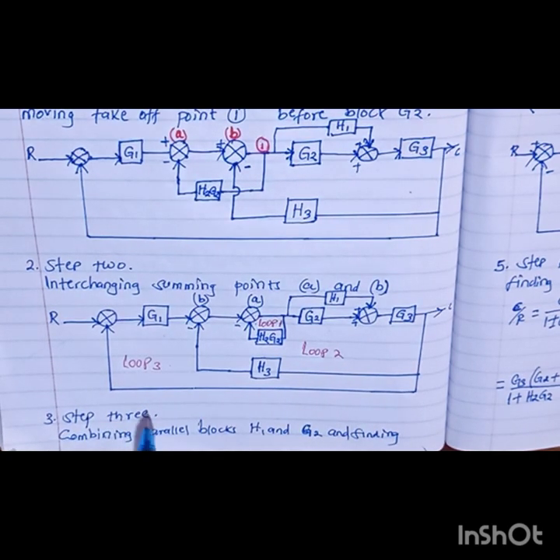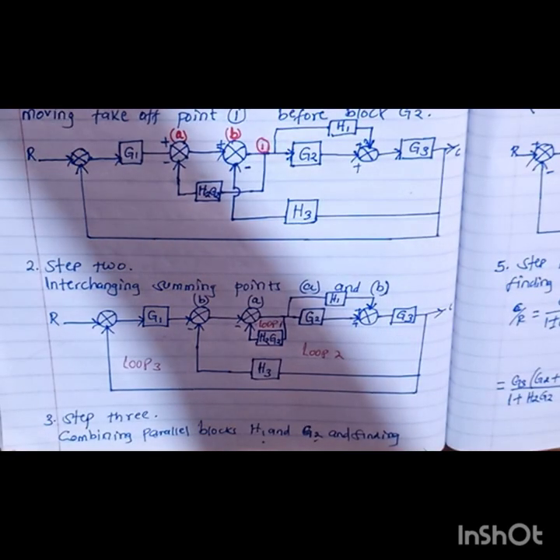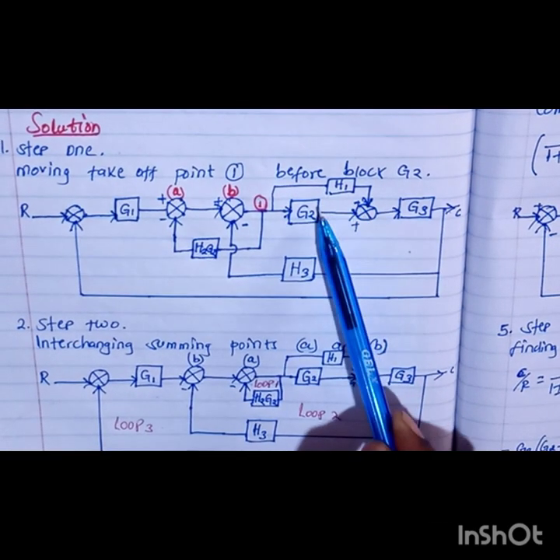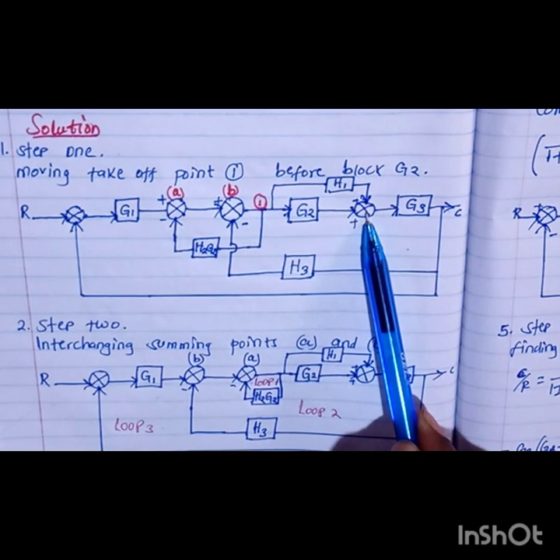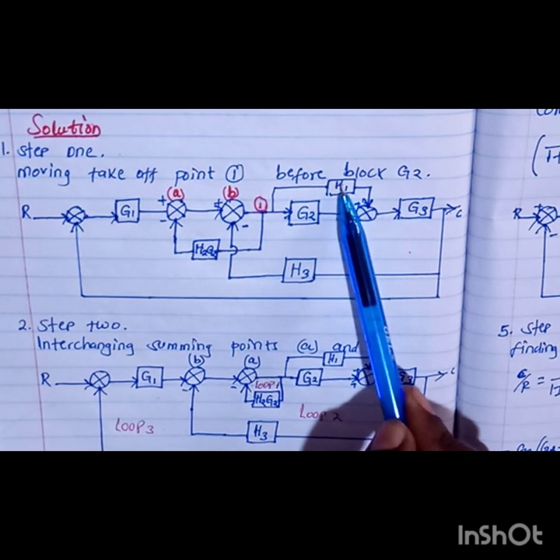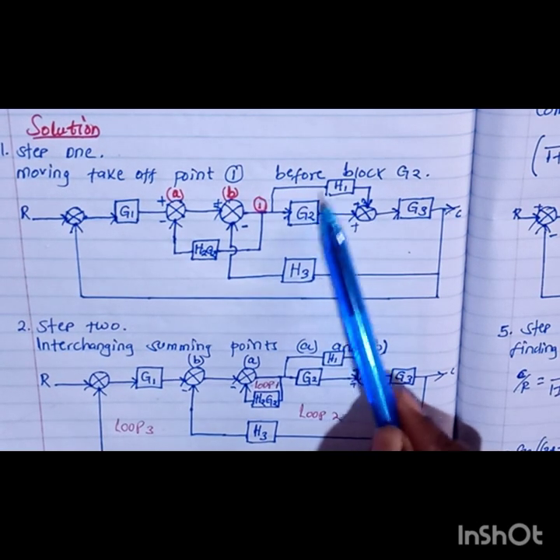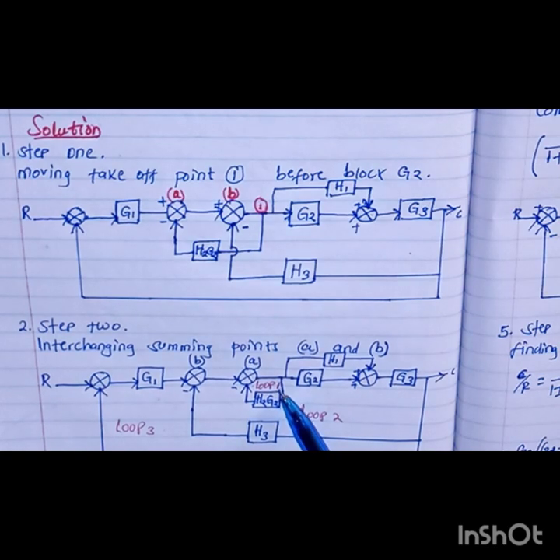Our step number three is combining the parallel blocks H1 and G2 and also finding the transfer function of loop 1. So my viewers, you can see that H1 and G2 are in parallel to each other simply because I have this arrow coming towards this point, and then I have the other arrow from H1 coming towards this summing point, which indicates that the two blocks are in parallel with each other. So in this step, we're going to combine those two parallel blocks, and we'll also obtain the transfer function of this loop one here.